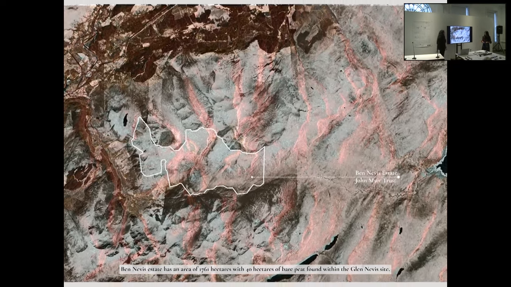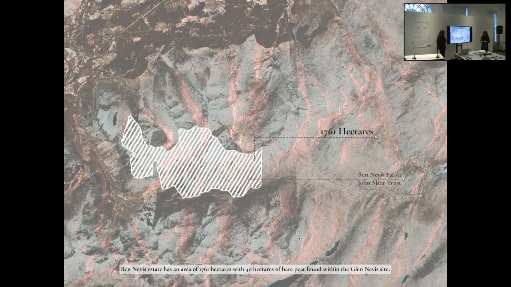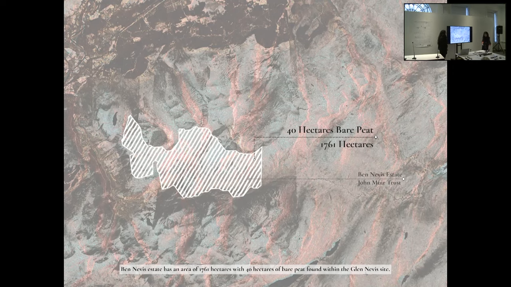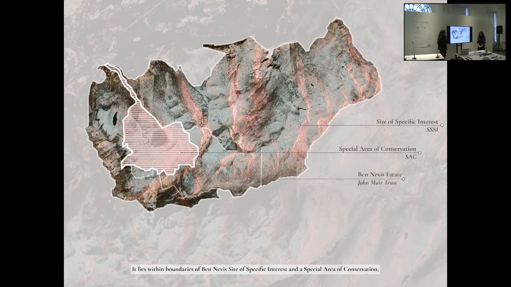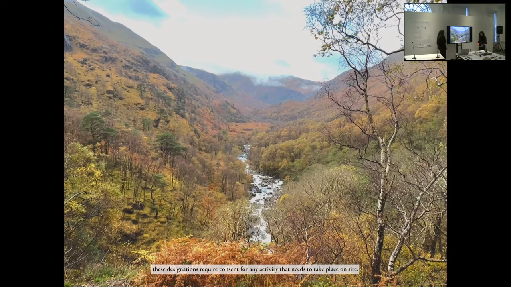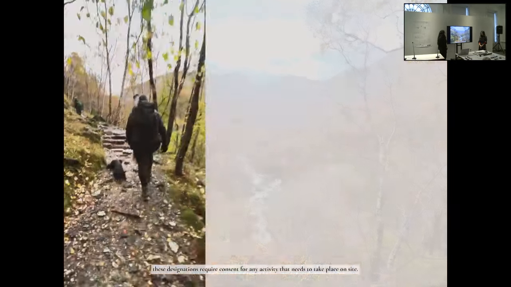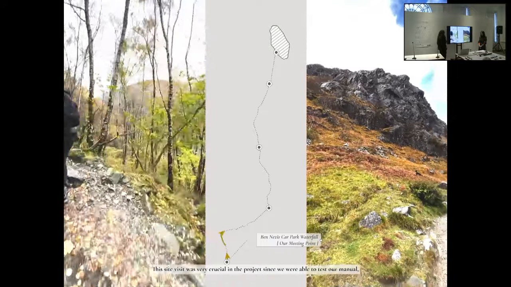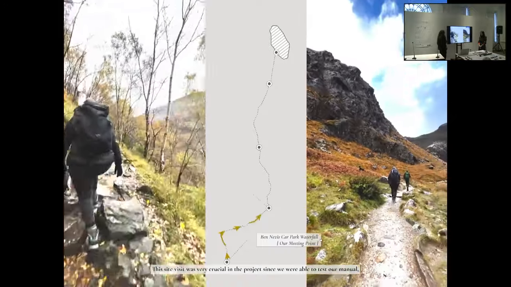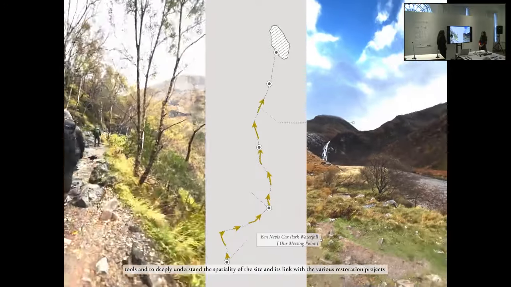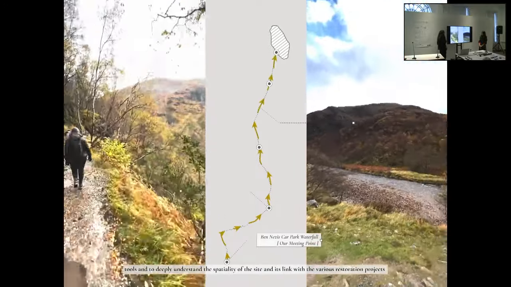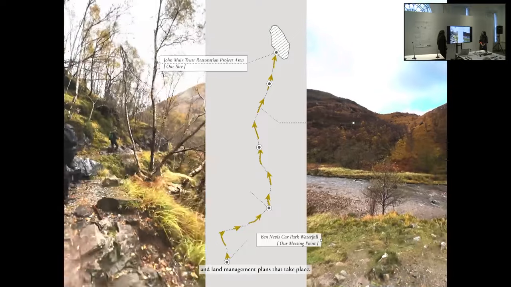Glenlivers Estate has an area of 1,769 hectares, with 40 hectares of bare peat found within the Glenlivers site. It lies within the boundaries of Glenlivers Site of Special Scientific Interest and a Special Area of Conservation. These designations require consent for any activity that needs to take place on site. This site visit is very crucial in the project, since we were able to test our land use and tools and to deeply understand the specialty of the site and its link with the various restoration projects and land management plans that take place.